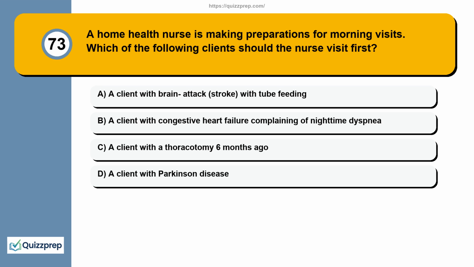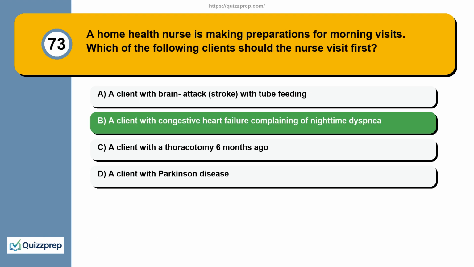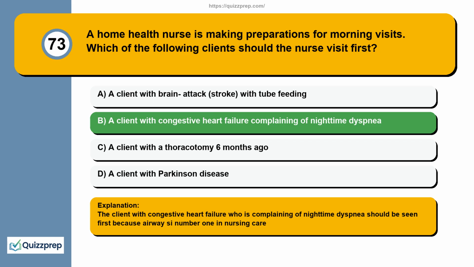Question 73. A home health nurse is making preparations for morning visits. Which of the following clients should the nurse visit first? A client with brain attack, stroke, with tube feeding. A client with congestive heart failure complaining of nighttime dyspnea. A client with a thoracotomy 6 months ago. A client with Parkinson's disease. The client with congestive heart failure who is complaining of nighttime dyspnea should be seen first because airway is number 1 in nursing care.